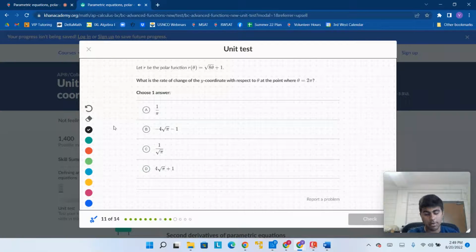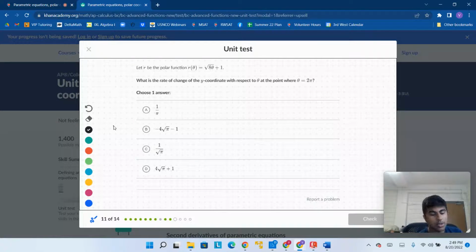Let R be the polar function r of theta equals square root of 8 theta plus 1. What is the rate of change of the y-coordinate with respect to theta at the point where theta equals 2 pi? Well, let's see what we can do on polar first before we actually start messing around with anything else.